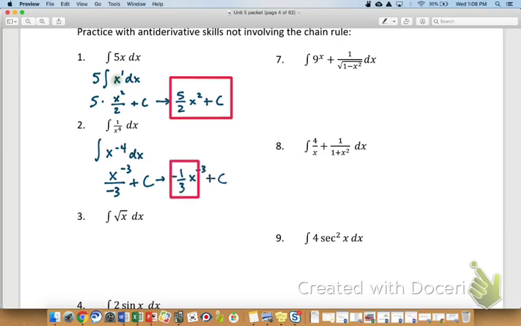I could move that x to the negative 3 around. I could put this in a number of forms, all of which would be just fine.